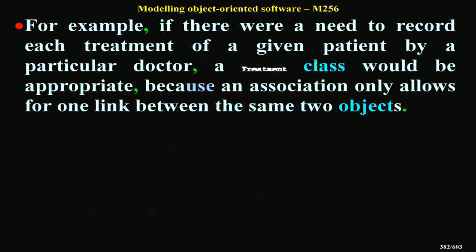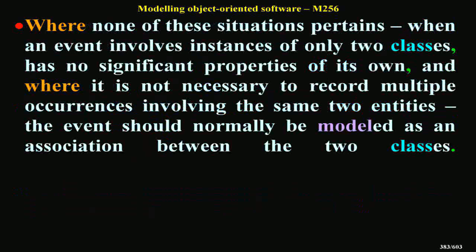For example, if there were a need to record each treatment of a given patient by a particular doctor, a class would be appropriate, because an association only allows for one link between the same two objects. Where none of these situations pertains, when an event involves instances of only two classes, has no significant properties of its own, and where it is not necessary to record multiple occurrences involving the same two entities, the event should normally be modeled as an association between the two classes.